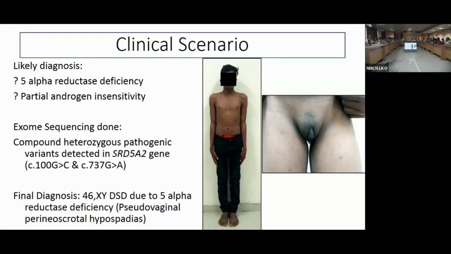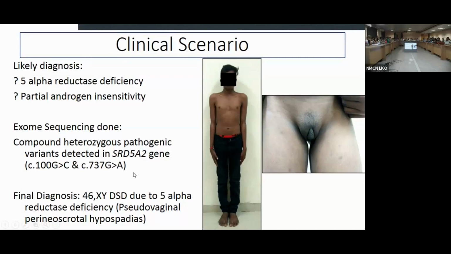Anyway, I'll be talking about androgen insensitivity in a later slide. But because there is a complete absence of androgen receptors, the external genital virilization does not happen at all. And it will be female-like. Whereas here it is ambiguous. So therefore it is partial androgen insensitivity. I mean, these are the two possibilities considered.